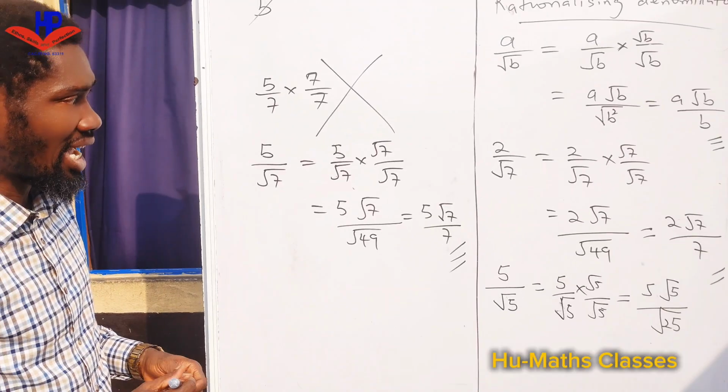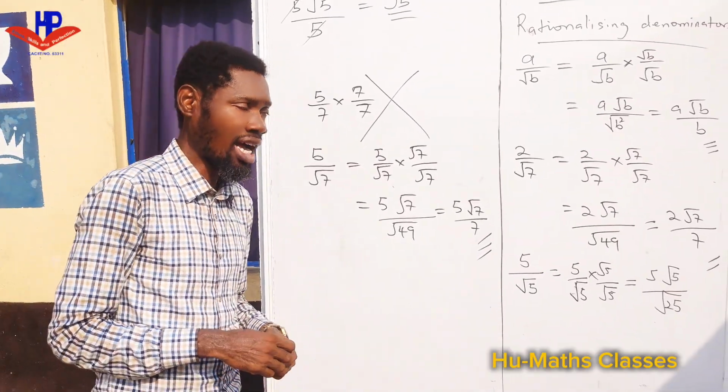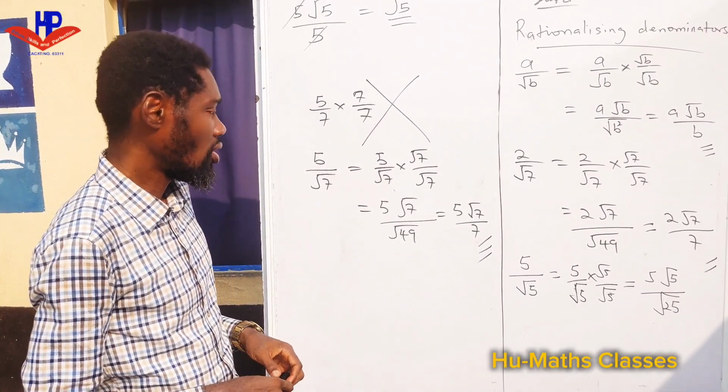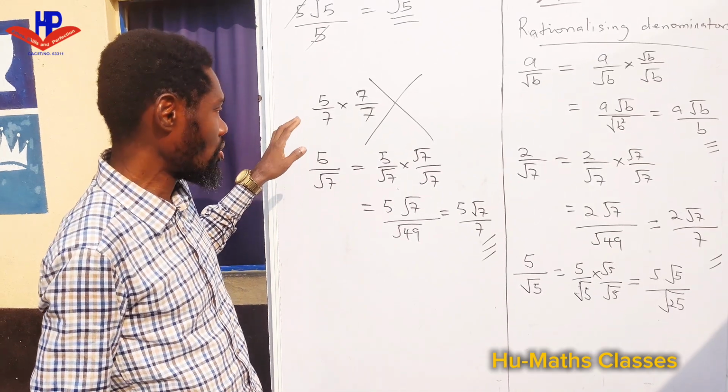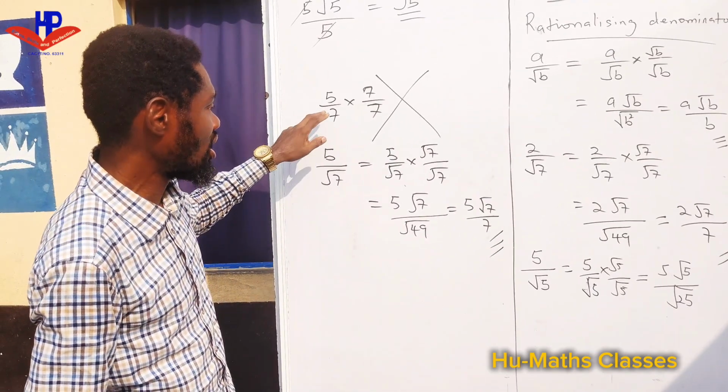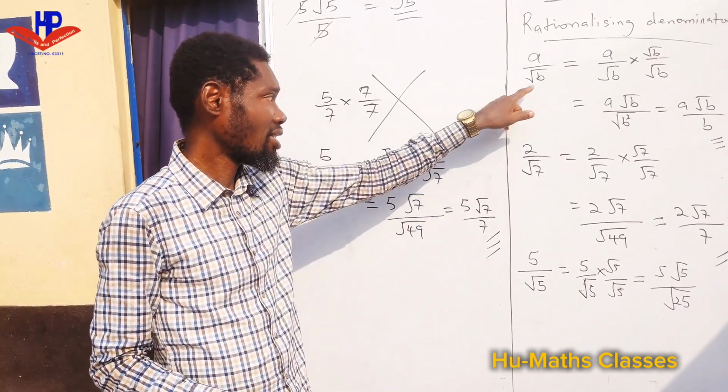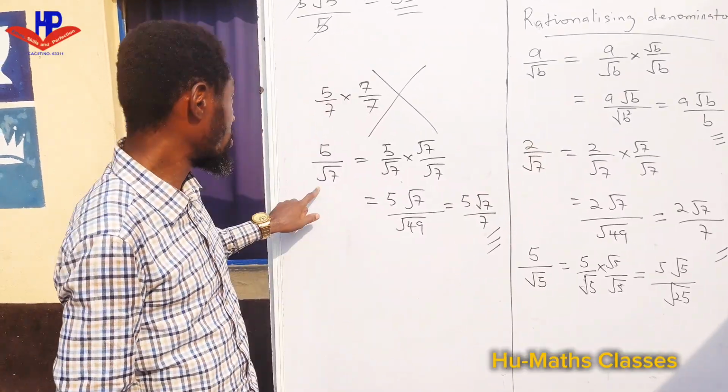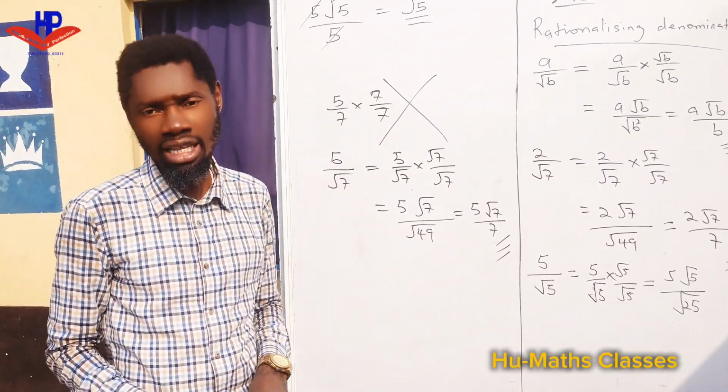So you only rationalize denominators if they are in surd form. Otherwise, you don't need to rationalize denominators if they are in this form. You only do that if they are in surd form. You can rationalize them to get your final result.